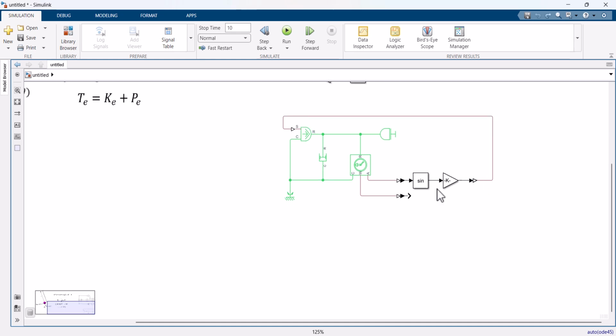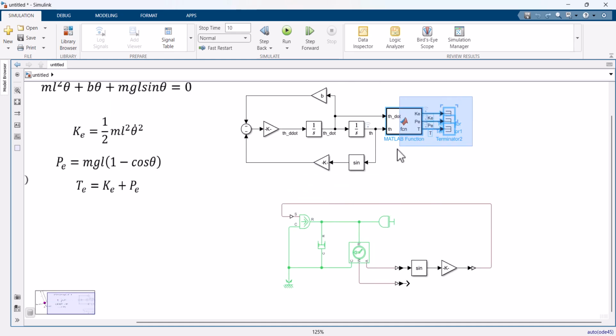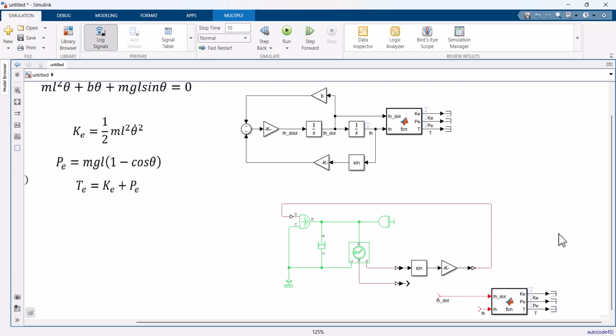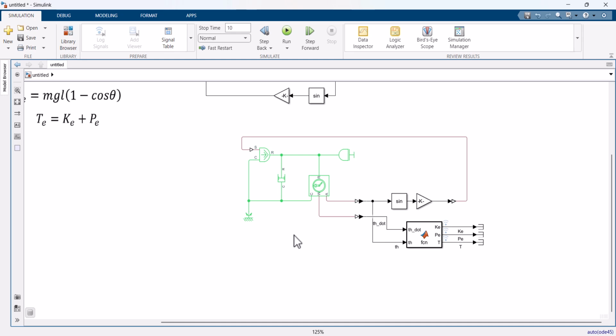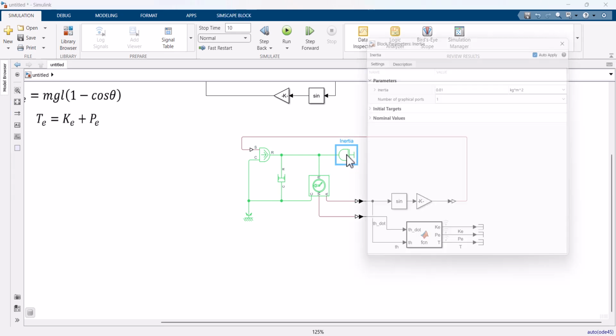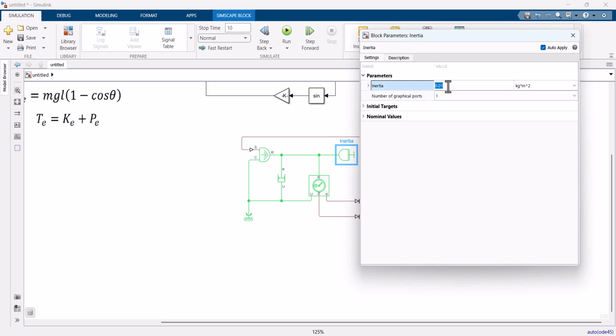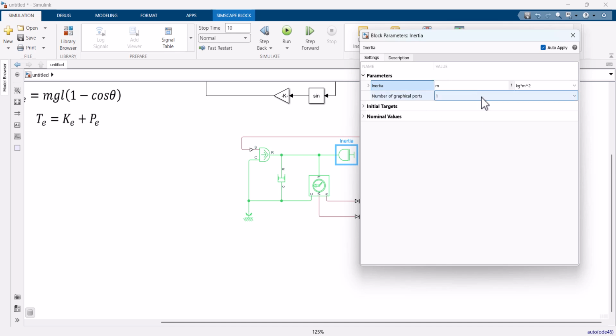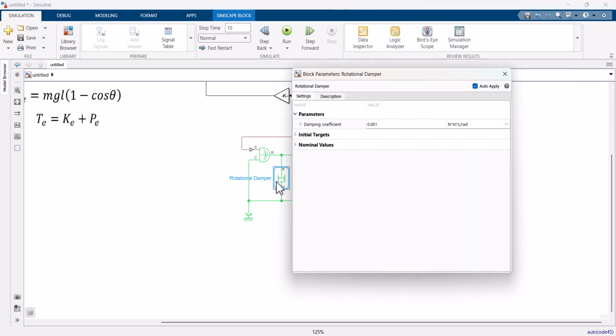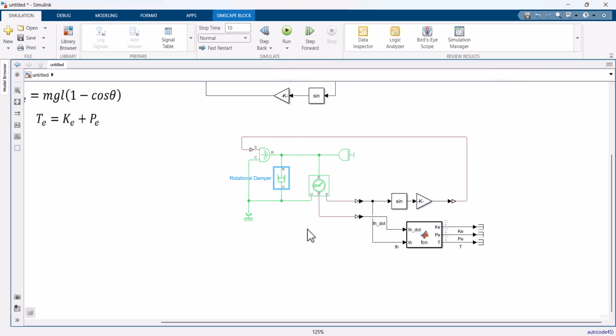Okay, that's great. Now for energy calculations, I can use this function, and I'm going to copy these things over here. I have to provide theta dot, which is coming from here, and theta, which is coming from here. So I guess we have done everything. We haven't set the values over here. So for inertia, the value would be, because it is a point mass, so inertia will be m. So I've written m over here. For damper, the damping constant would be b. Currently b is 0.4, and all other things are set.